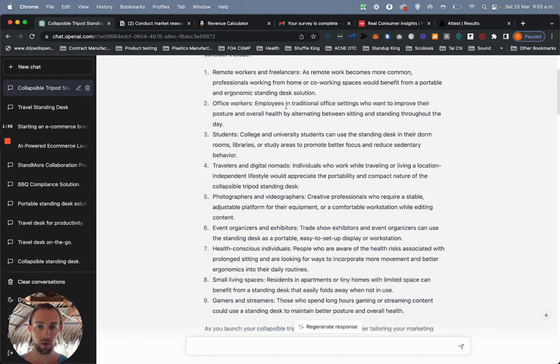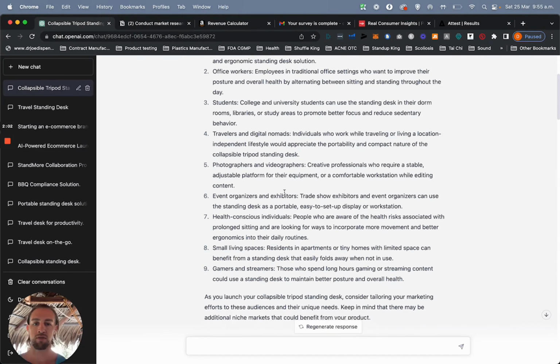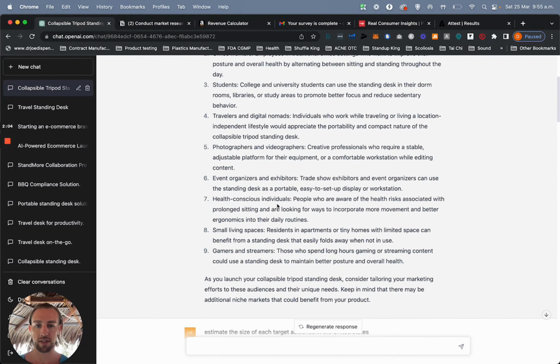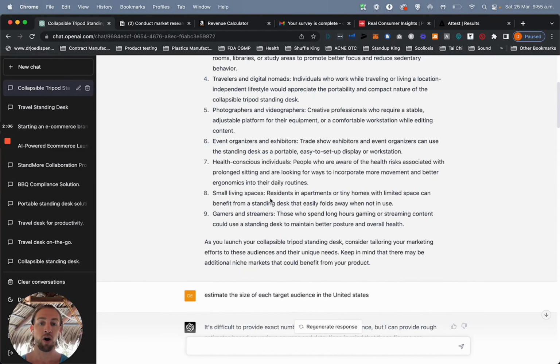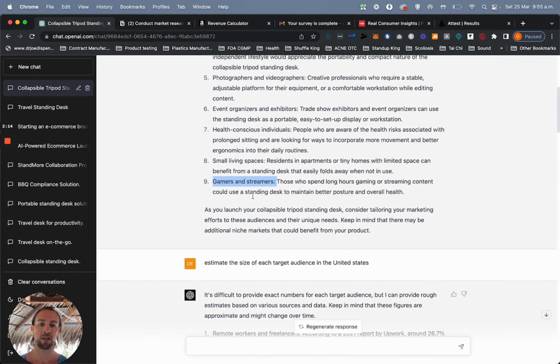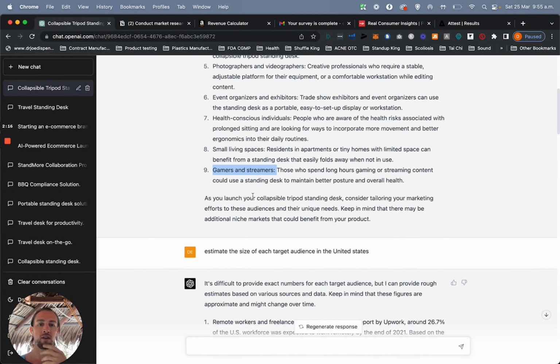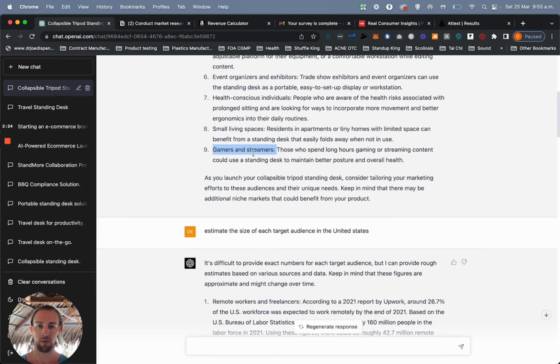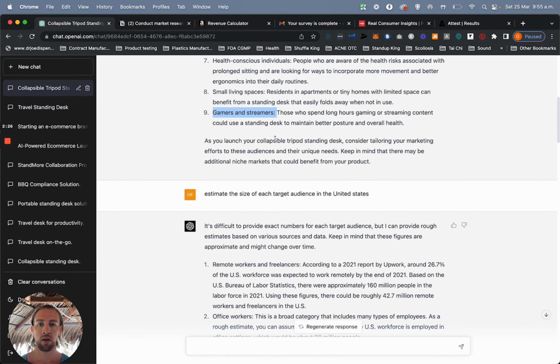So just regular office workers, students, photographers and videographers, event organizers and exhibitors, health conscious individuals, small living spaces. That's a really good one for people that live in cities and don't want to have a giant desk. Gamers and streamers is another really good one. Most gamers sit down in a chair, but it would be a much healthier way of gaming all day to actually be standing up. So I really like that one as well.